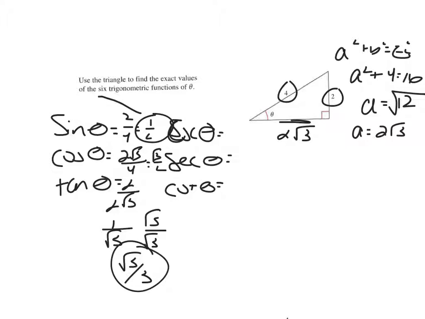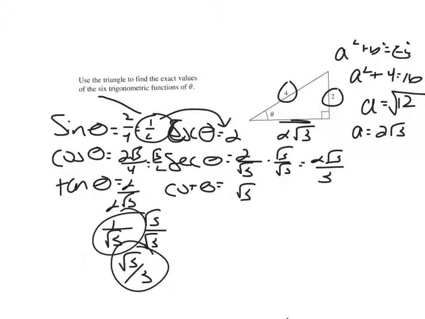The other reminder is that you can just flip these to make your reciprocal. So this is really 2 over radical 3, but you want to rationalize, so 2 radical 3 over 3. And then cotangent is radical 3, because you can just flip this one.